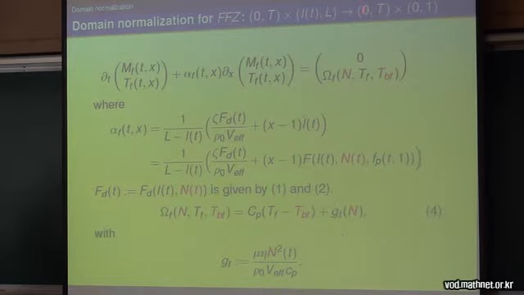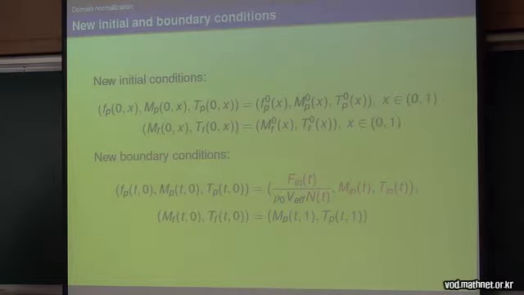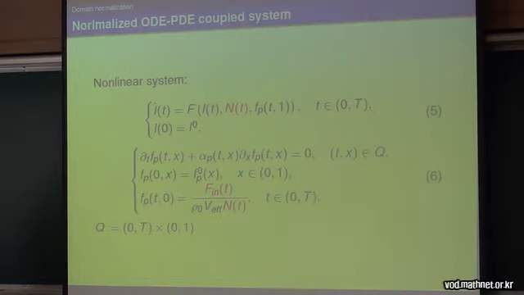And we do almost the same thing for the fully filled zone. We can have a similar system for MF and TF. And the new initial and the boundary conditions are given by these formulas.